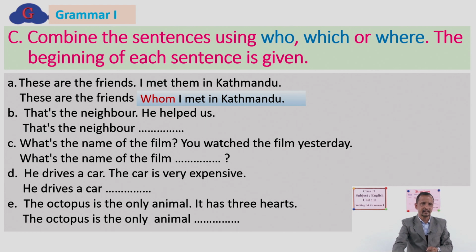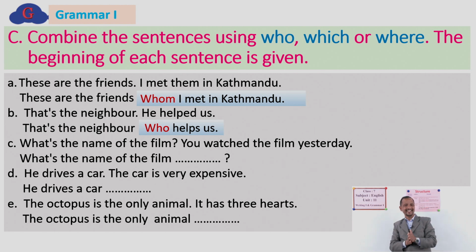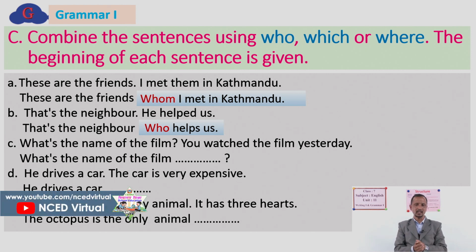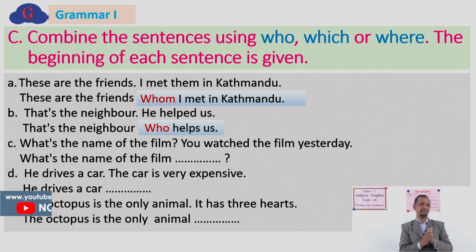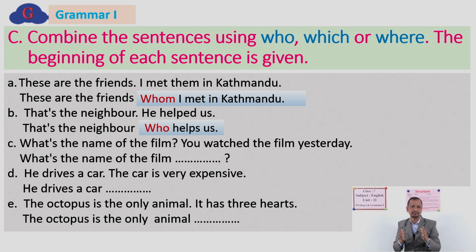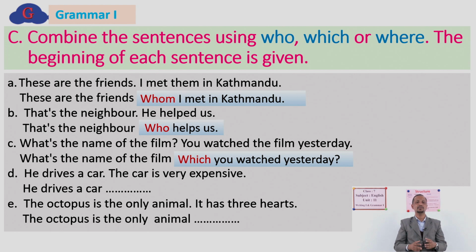Now B number. That's the neighbor who helped us. He helped us. Who helped us. Okay. Now, C number, let's see over there. What's the name of the film? You watched the film yesterday. That is the things. What is the name of the film? Let's see here what will be. Which you watched yesterday.